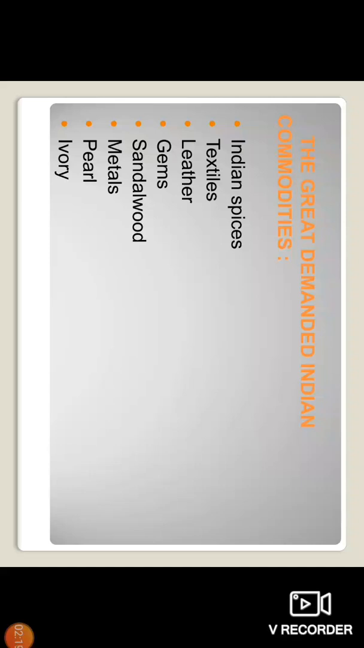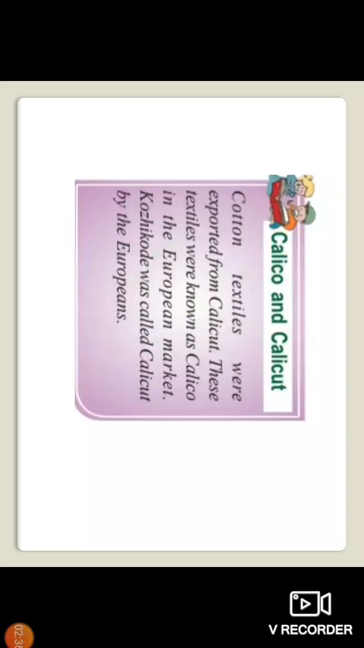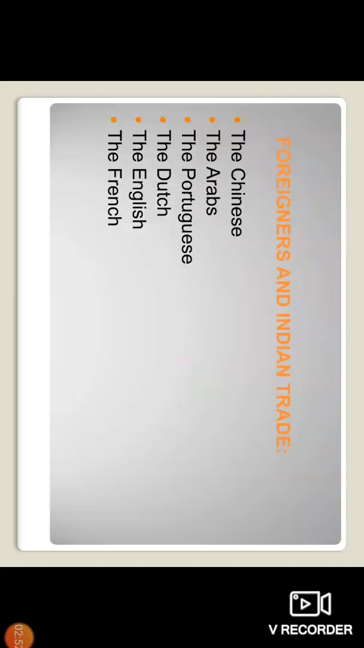So name the Indian commodities which had a great demand in foreign countries: Indian spices, textiles, leather, gems, sandalwood, metals, pearl, ivory. Cotton textiles from Calicut, known as calico, were exported to the European market. The present-day Kozhikode was called Calicut by Europeans. These commodities attracted traders from different parts of the world to come to India.